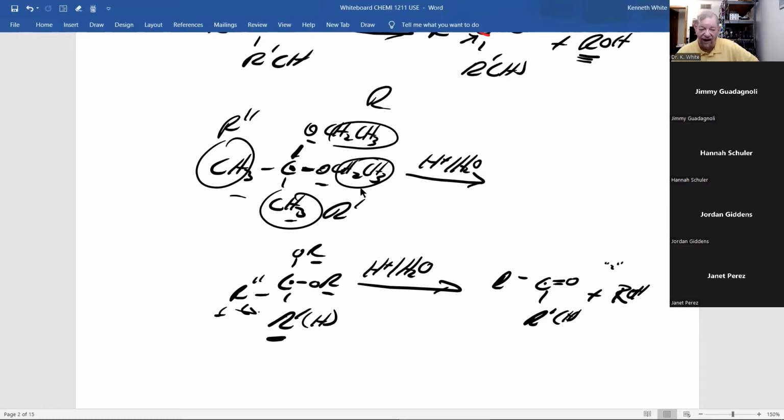So R, look at the carbon with the two oxygens, that will become this carbon. What's attached to it, R prime, methyl. What's attached here, R prime, methyl. Then we have these carbons on the oxygen, which become the carbons of the alcohol.